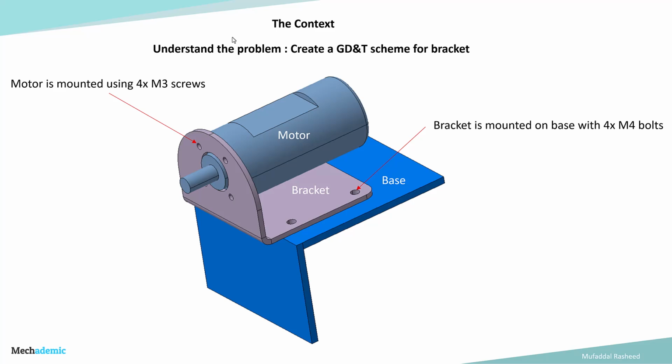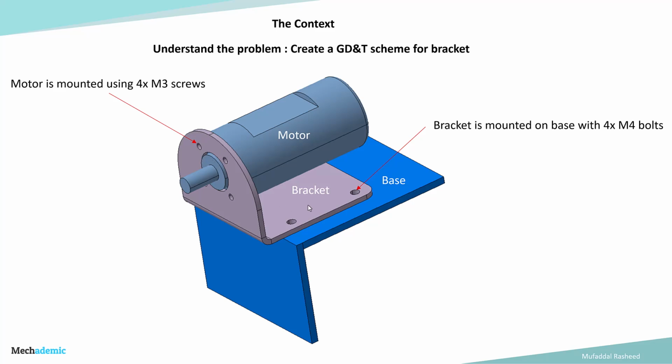In this case, we have to create a GD&T scheme for the bracket, which is mounting a motor, and the bracket is mounted onto a base, which is shown over here, the blue color part. It is mounted on the base using 4 M4 bolts, and these are the clearance holes. There are 4 clearance holes. And then there is a motor which is mounted onto the bracket using 4 M3 screws.